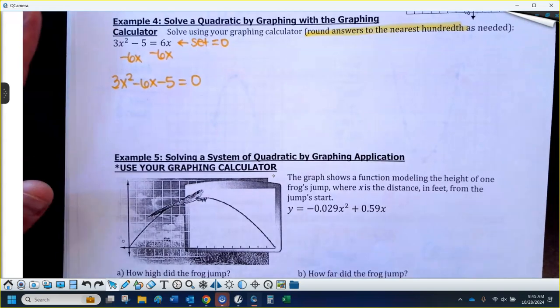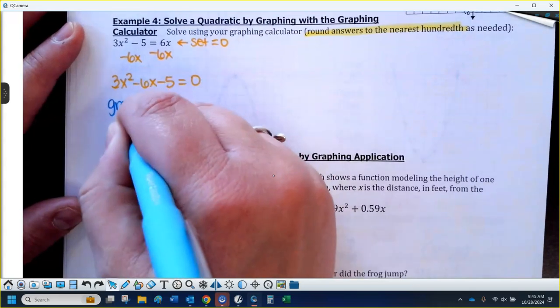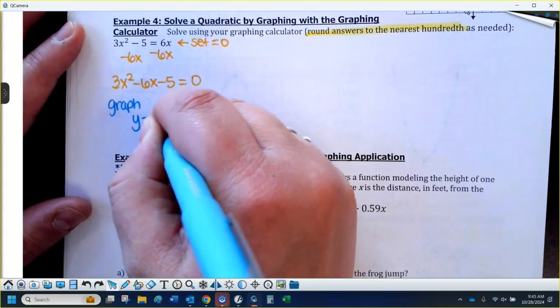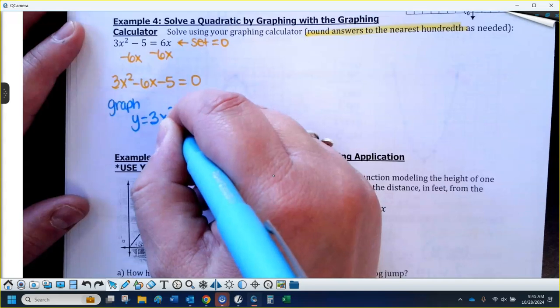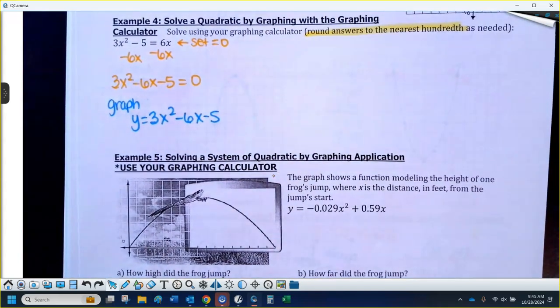Now, we're going to do what we did on the front. We're going to graph on our calculator the related quadratic, which would just be 3x squared minus 6x minus 5, and then we'll see where it crosses the x-axis. I'm going to show you the process for how to do that on your lovely calculator.